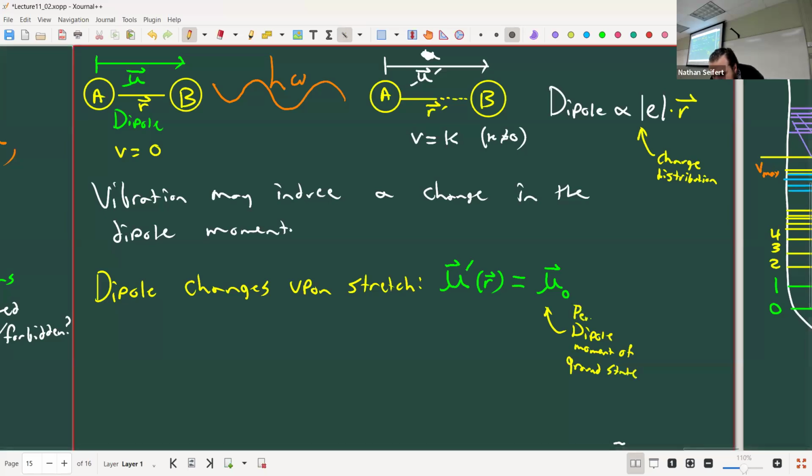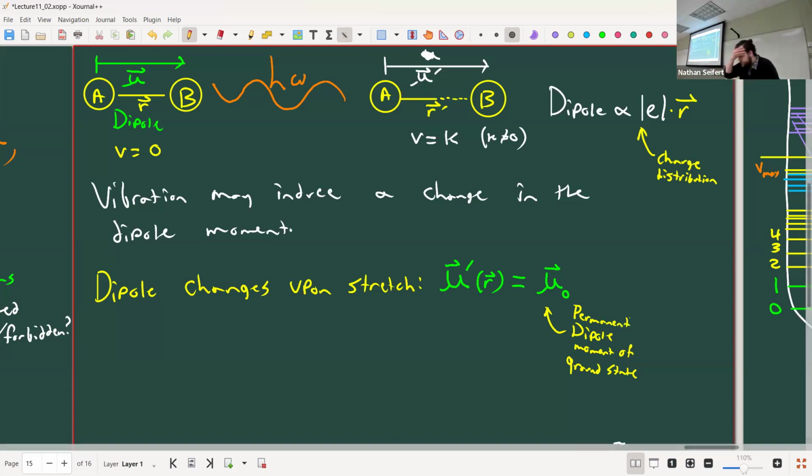We call this the permanent dipole moment. For instance, HCl has a permanent dipole moment because there's an electronegativity difference between H and Cl. It's got a dipole moment. But N2, for instance, has no dipole moment. μ0 is 0 for N2, or O2 or Cl2. The dipole cancels out. So it's either going to be some non-zero value, or it's going to be 0.